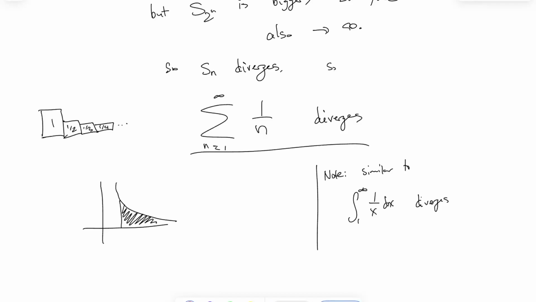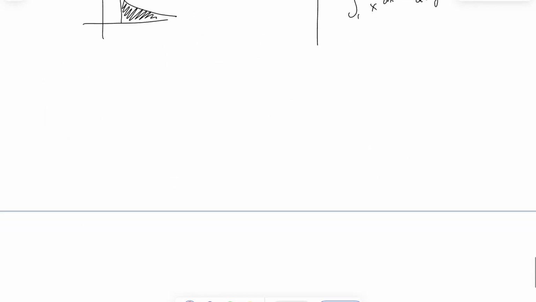So they're not the same, although they're kind of similar. These blocks are sort of representative of that area in some way. They're not equal areas, but it shouldn't be surprising that they have a similar behavior in terms of their divergence. But this connection is something that we are going to talk about at length, probably next time. I don't think we're going to get there this time. Anyway, that is the harmonic series.